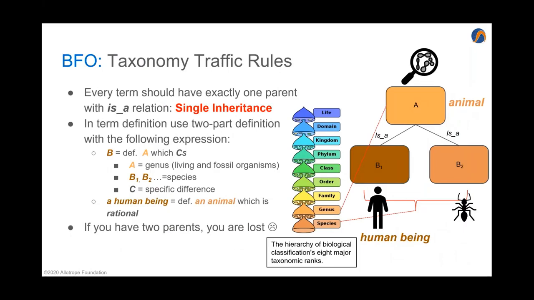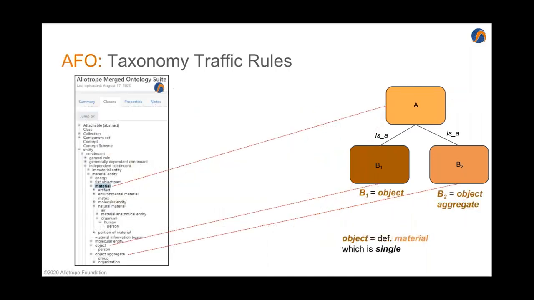And the BFO has taxonomy traffic rules. First of all, every term should have exactly one parent, single inheritance, and there is a two-part definition, which is, I'll go directly to the example. A human being is an animal which is rational, and rational is the difference. So B, human being, is an animal, which is C. C is specific to the difference, which is rational. That's the difference. And let's look in the ontology.